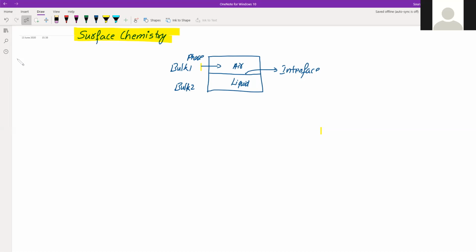Now in this surface chemistry, the first thing which we are going to study is adsorption. You have to be careful. This is D. It is not absorption. This is adsorption. So that is the first thing which we have to study, that is adsorption.